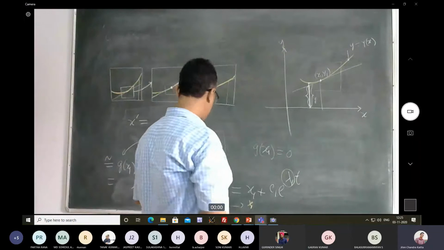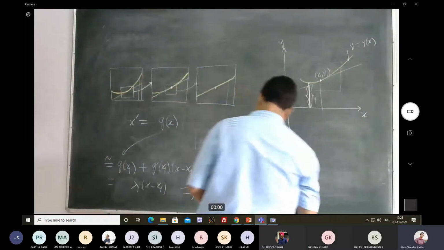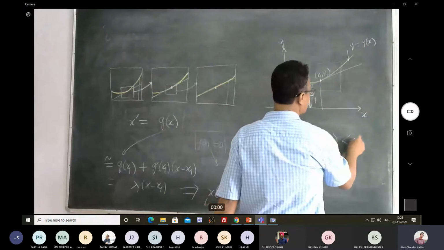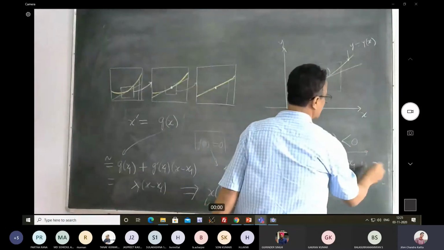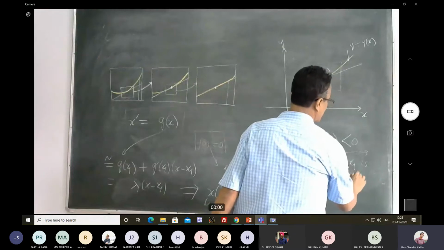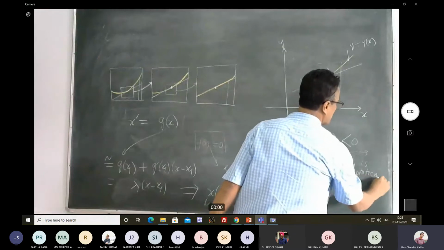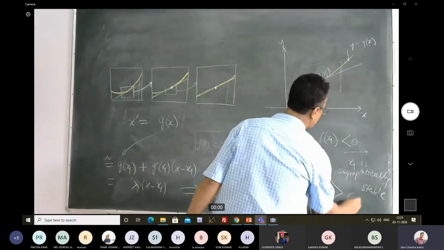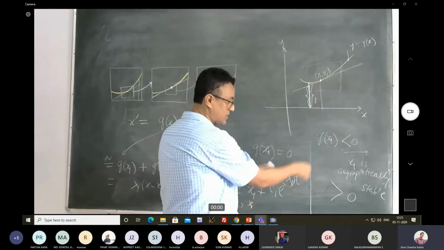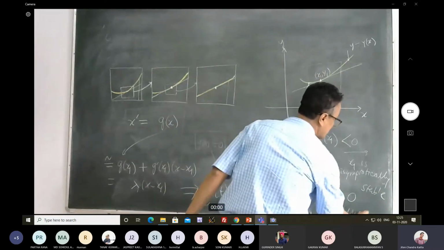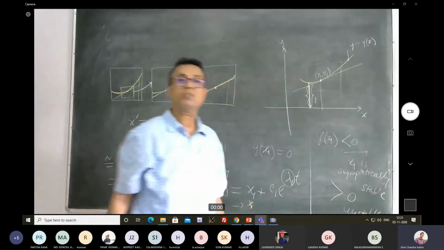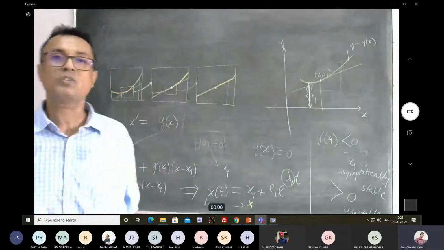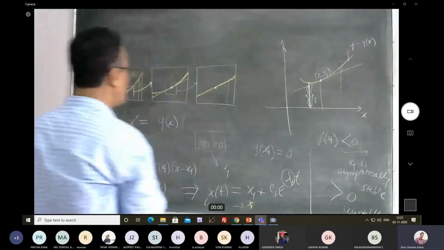That is why we conclude that there is a theorem: g prime x1 less than 0 implies x1 is asymptotically stable. And obviously if this is greater than 0, so lambda 1 is greater than 0, it is going to be unstable. So that's it. Now we are in a position to move to the plane autonomous system.